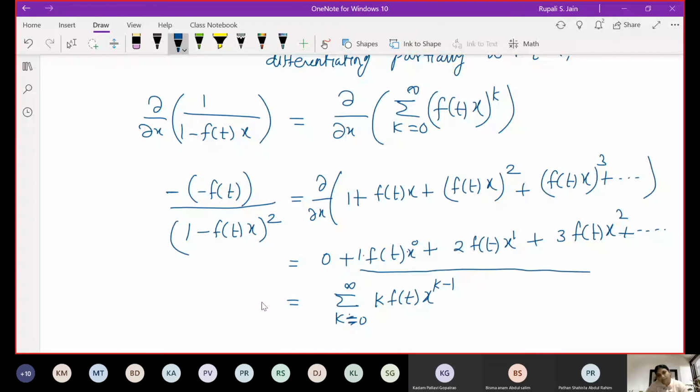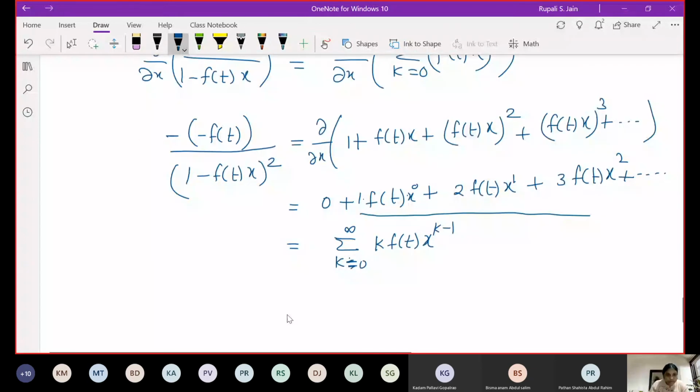Yes, ma'am. Yes. So what is the left hand side? f(t) divided by (1 minus f(t)) whole square equals summation of k f(t)^k x raised to k minus 1.